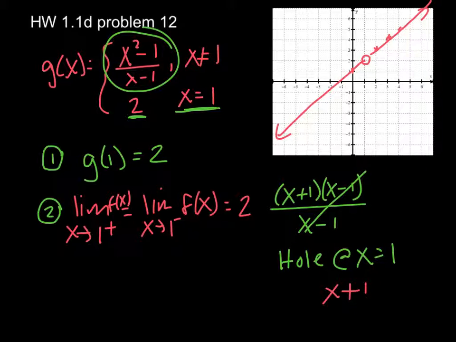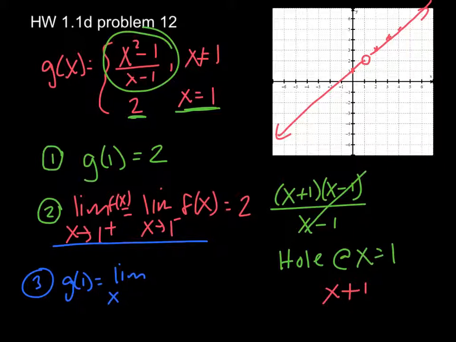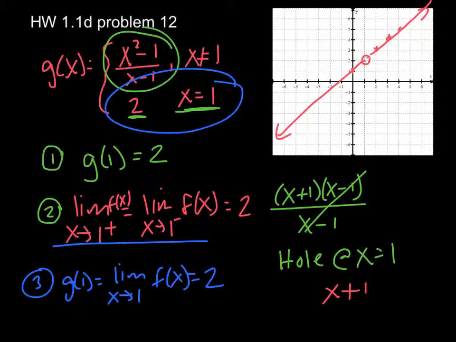And then the third condition says that part 1 and part 2 have to be equal. G of 1 has to equal the limit as we approach 1, and from the left and the right we are approaching 2. So g of 1 equals the limit as x approaches 1 from both sides, and both of those are equal to 2. So if I plot right here, go over to 1, comma 2, we fill in the hole, and we have a continuous graph.